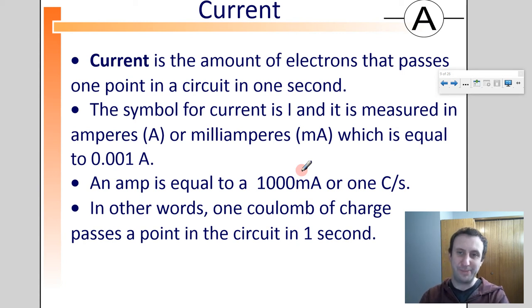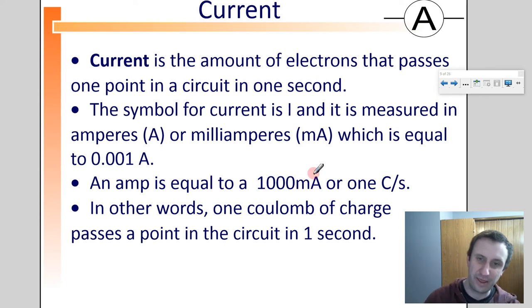So current is the amount of electrons that passes one point in a circuit in 1 second. So measuring current is essentially measuring the number of electrons that are traveling through. The symbol for current is I. I know that makes zero sense that it's an I, but it's an I. And it is measured in amperes, A, or amps, or milliamperes, milliamps, mA.